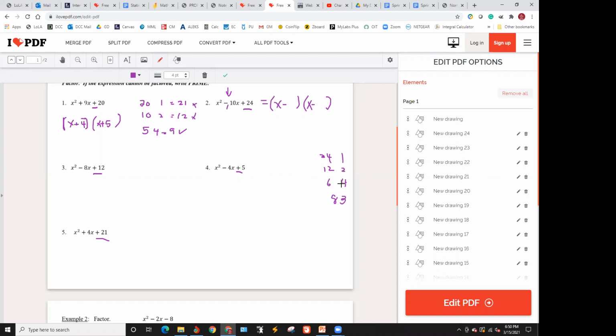And look at this, 6 plus 4 is 10. So that's the ones we use. We're talking about sum for all of these, for that middle term. 24 plus 1 was 25, so that's not it. 12 plus 2 is 14, that's not it. 8 plus 3 is 11, that's not it. But 6 plus 4 gives us 10. And we've already decided the sign, so that takes care of itself. Questions on that?